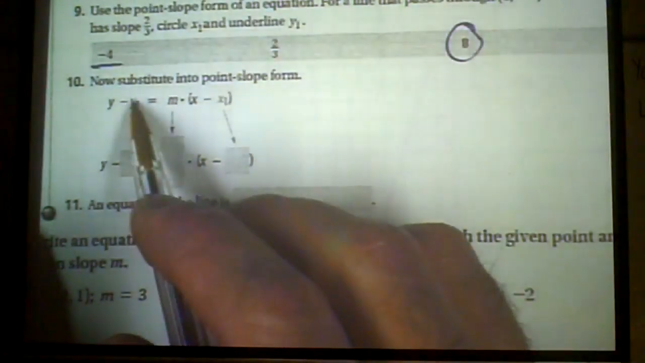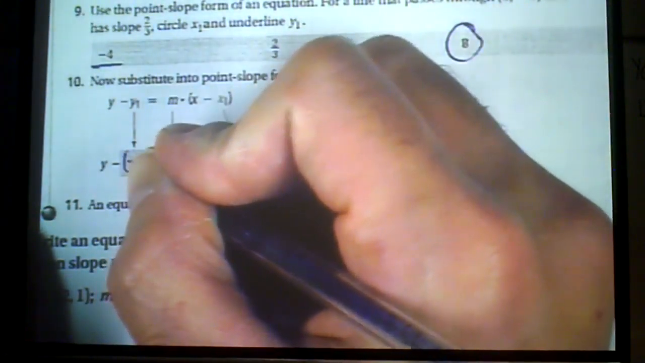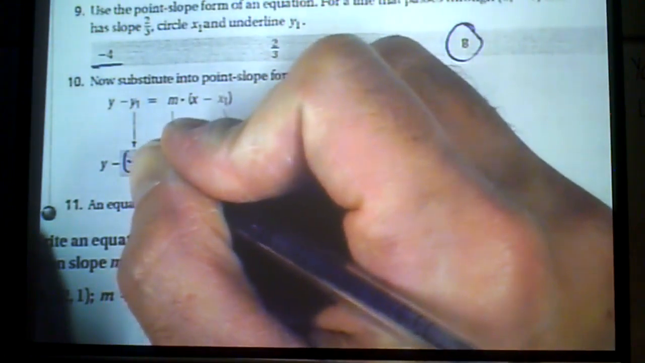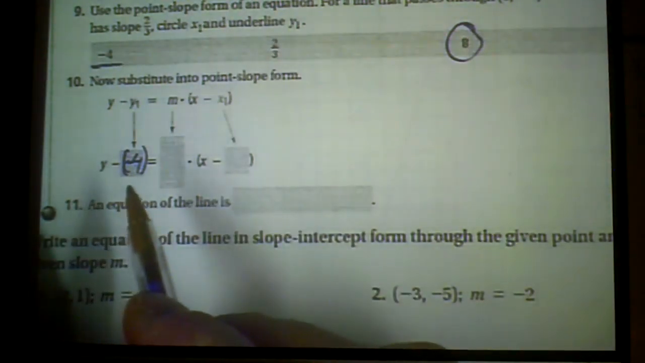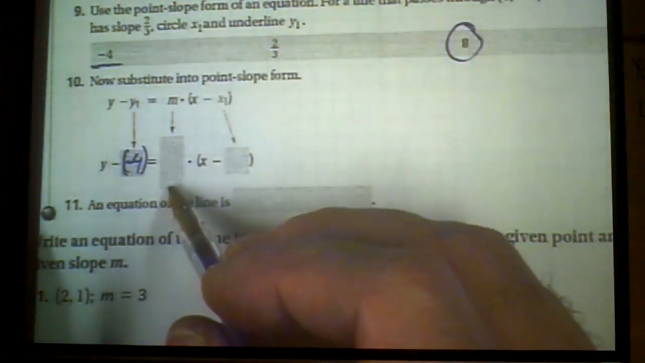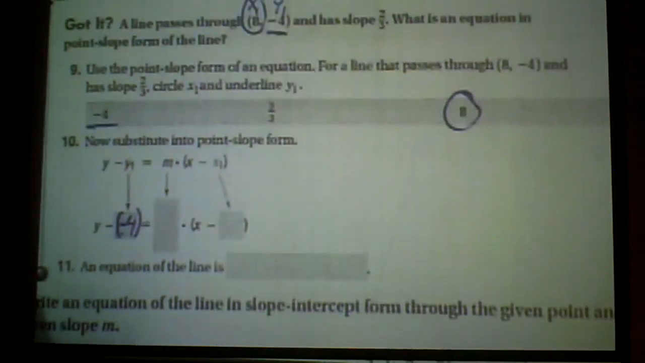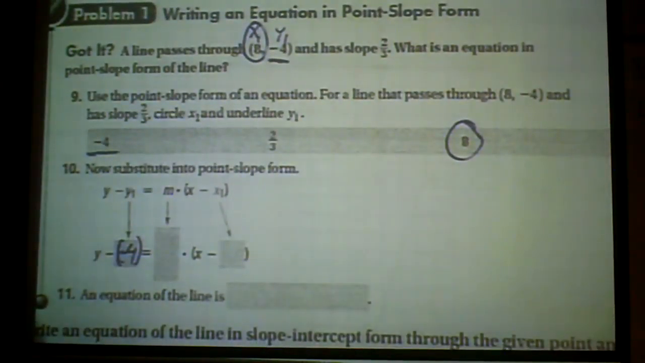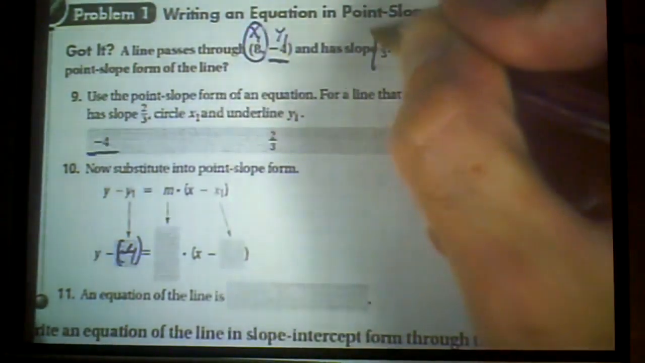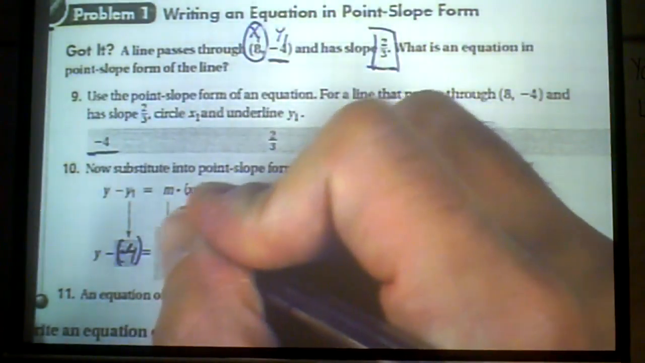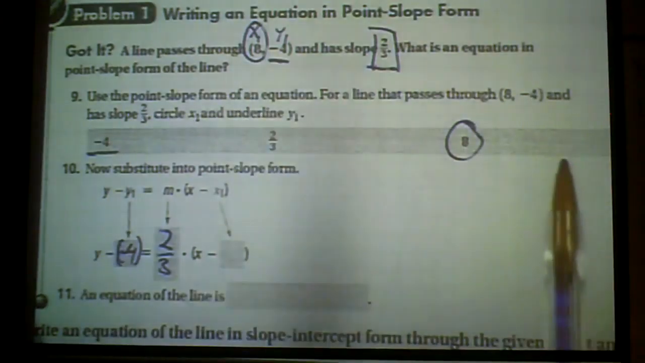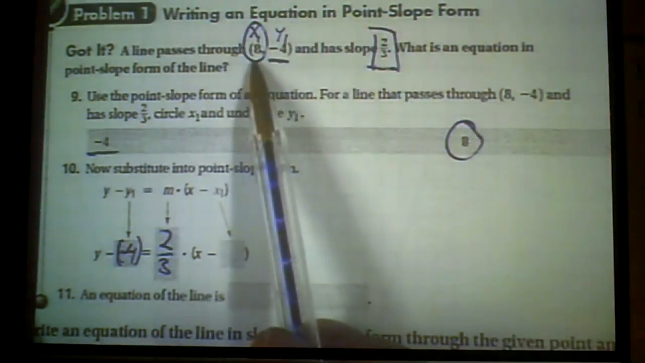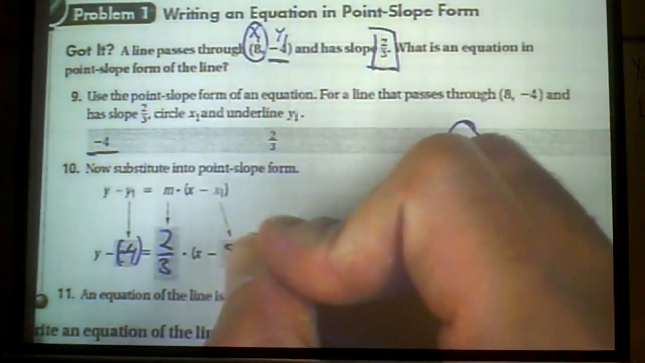So for the y1, when we underline the y1, it's a negative 4, like that. We're going to put it in parentheses. Very important when you're dealing with this. So we've got negative 4 there. Our m is our slope, and if we look back up here at our line, it has a slope of 2/3. So there's our 2/3 right there. And this is x minus, and our x coordinate is right here, 8.